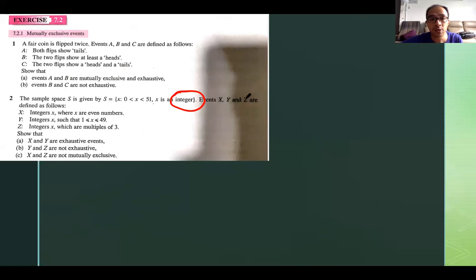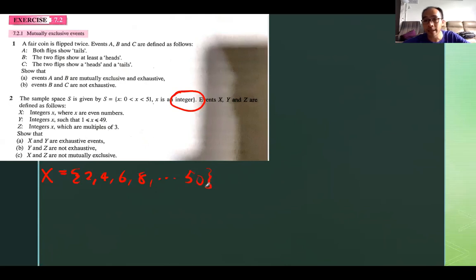Now events X, Y, and Z are defined as follows. So X is integers where X are even numbers. So let's list them down. What do you think is in X? The first number will be 2, and then 4, and then 6, and then 8, so on and so forth until the final one is 50.